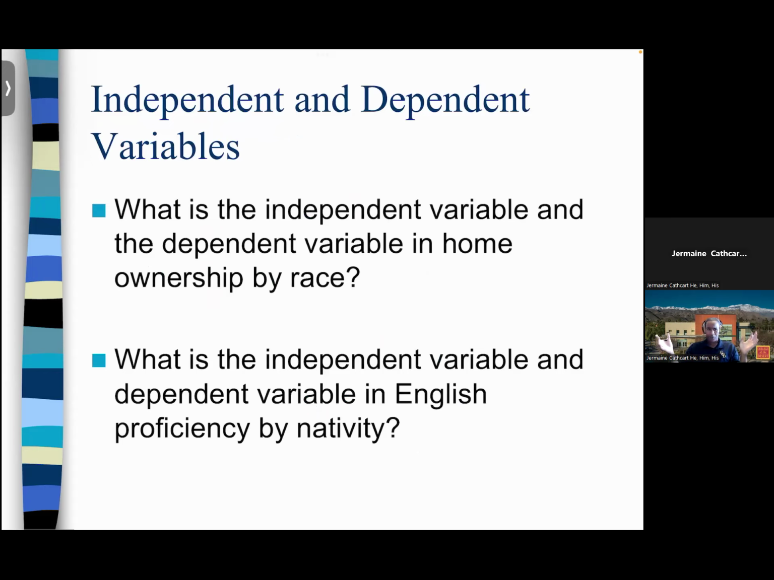So independent variable and dependent variable. What is the independent variable and dependent variable in home ownership by race? We already discussed that. Race is the independent variable, home ownership is the dependent variable. It doesn't make sense the other way around. Okay.